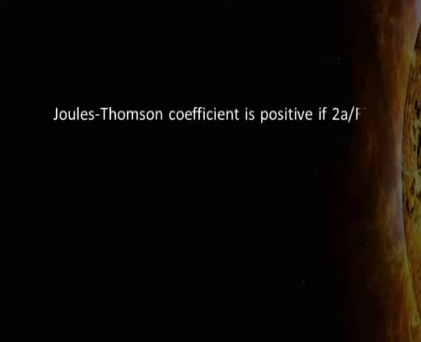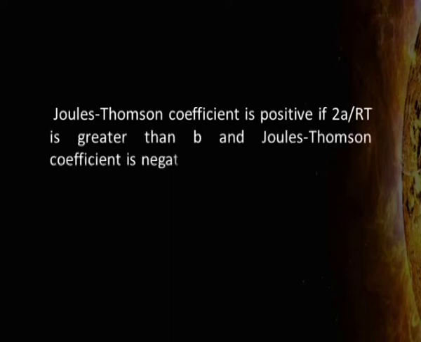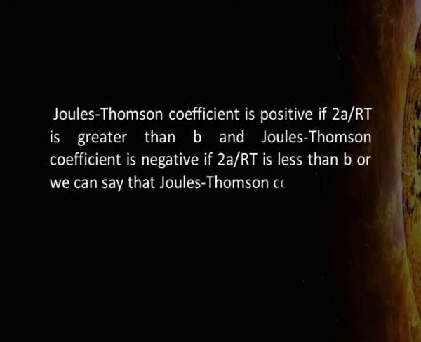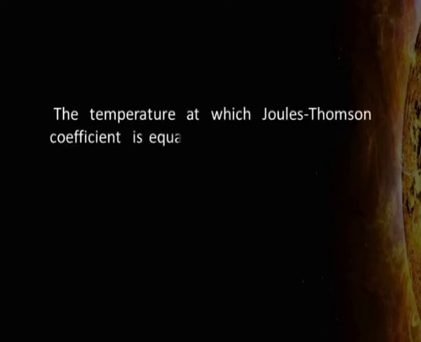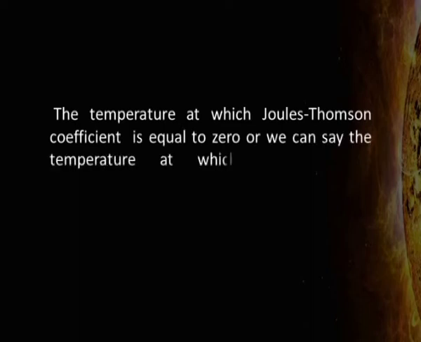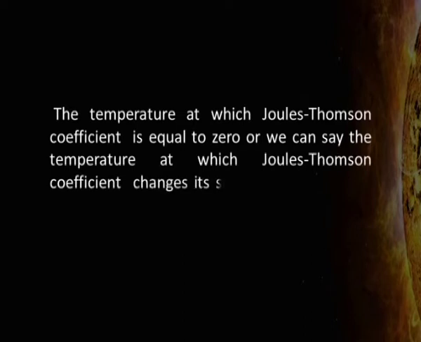As we know that dT by dP at constant enthalpy is Joule-Thomson's coefficient, hence we can say that Joule-Thomson's coefficient is positive if 2A upon RT is greater than B, and Joule-Thomson's coefficient is negative if 2A upon RT is less than B, or we can say that Joule-Thomson's coefficient will change the sign when 2A upon RT is equal to B. The temperature at which Joule-Thomson's coefficient changes its sign is called inversion temperature.